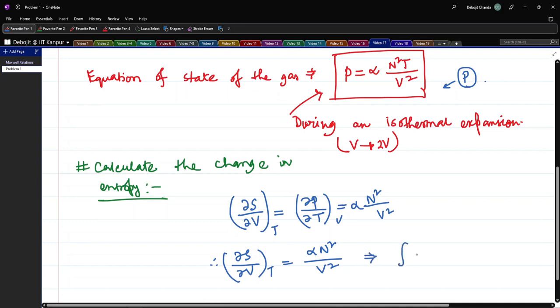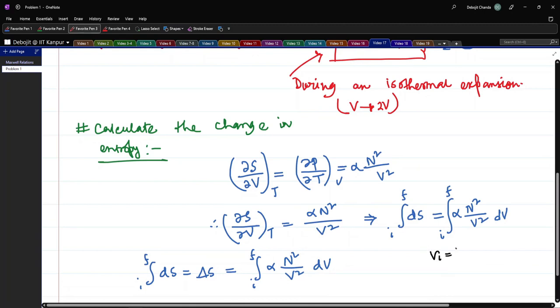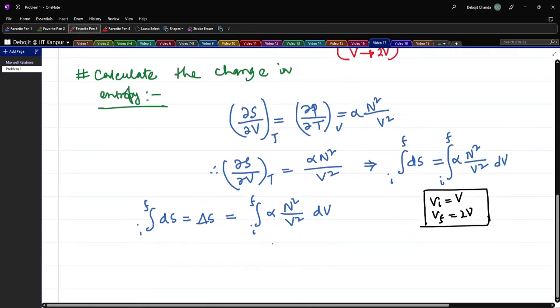So integration of dS, because here no T term is present, so we can use this partial derivative and transform it to a normal derivative. So integration of dS will be alpha n square by V square dV, and there will be integration which will go from initial to final state, and we can write integration of I to F dS equal to delta S, which will be given by I to F alpha n square by V square dV. Okay, now we know Vi is V and Vf is 2V. Okay, so we can easily do this integration.